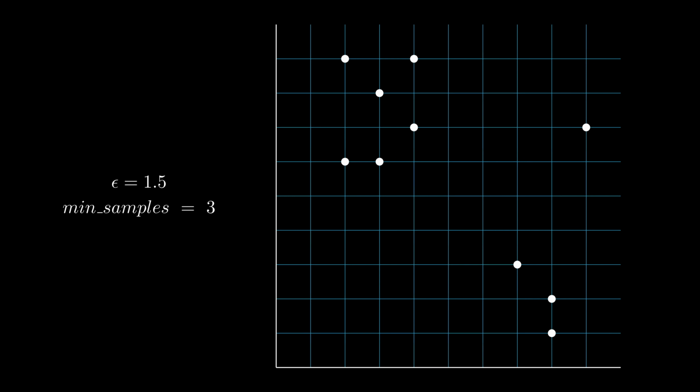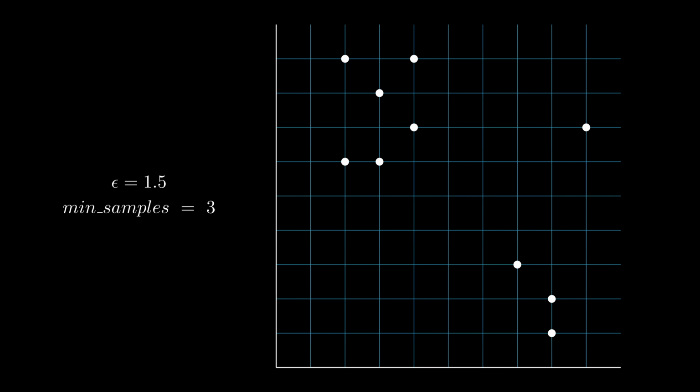Since these are hyperparameters, we have to experiment with them. In our case, we set epsilon to 1.5 and min samples to 3. It's fine if you don't understand the hyperparameters yet. You will eventually understand it when we show you the algorithm. Let's start with the algorithm.